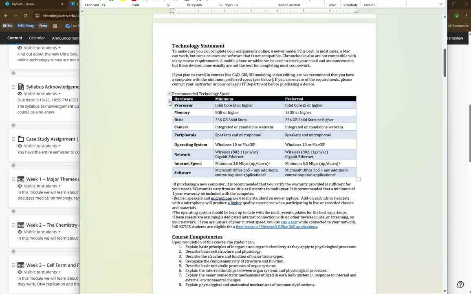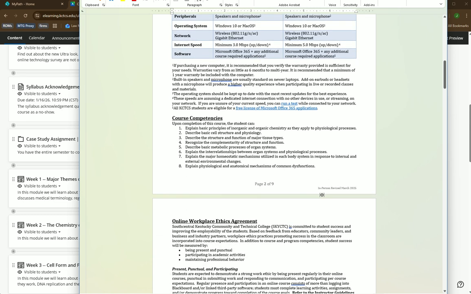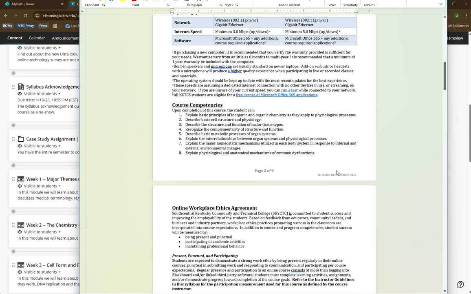Technology statement: I recommend that you use Google Chrome for McGraw-Hill Connect. I think Mozilla Firefox is okay, but read through this to make sure that you do have a computer that is going to function, or optimally function anyway, within this course.